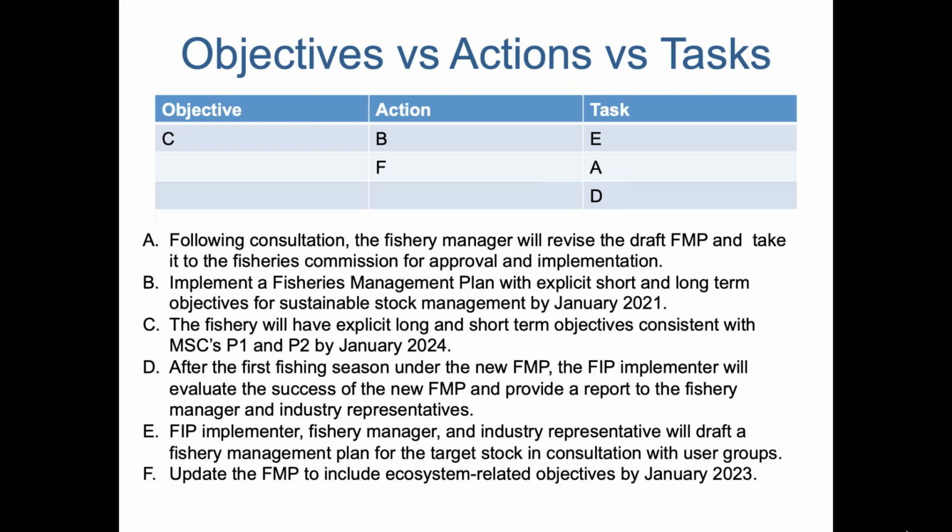And then the two actions break that down into Principle 1 related objectives, which would be Action B. So you see explicit short and long-term objectives for sustainable stock management. So that's the Principle 1 aspect by January 2021. And then the second action is F, which says update that FMP to include ecosystem-related objectives by January 2023. And so that's the Principle 2 part of the work. So developing this fishery management plan with those two distinct components would be two actions to achieve the objective of explicit short and long-term objectives consistent with P1 and P2.